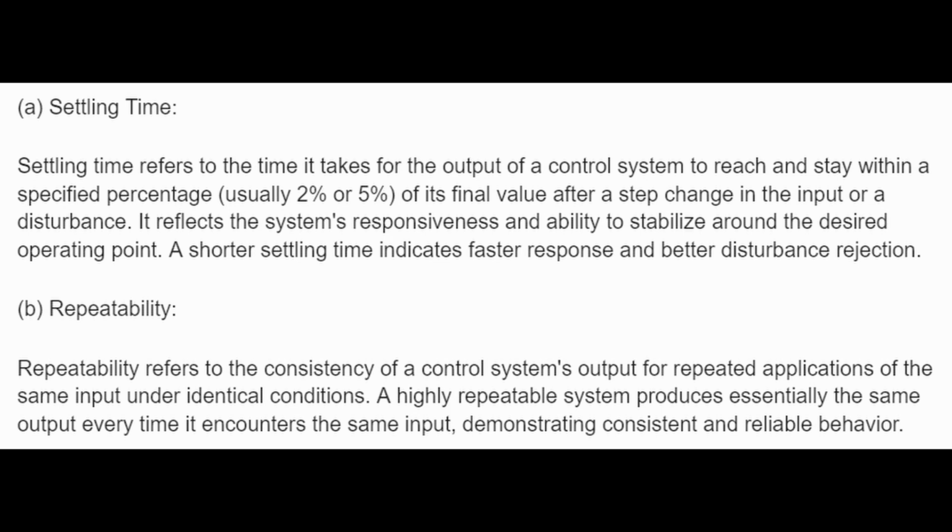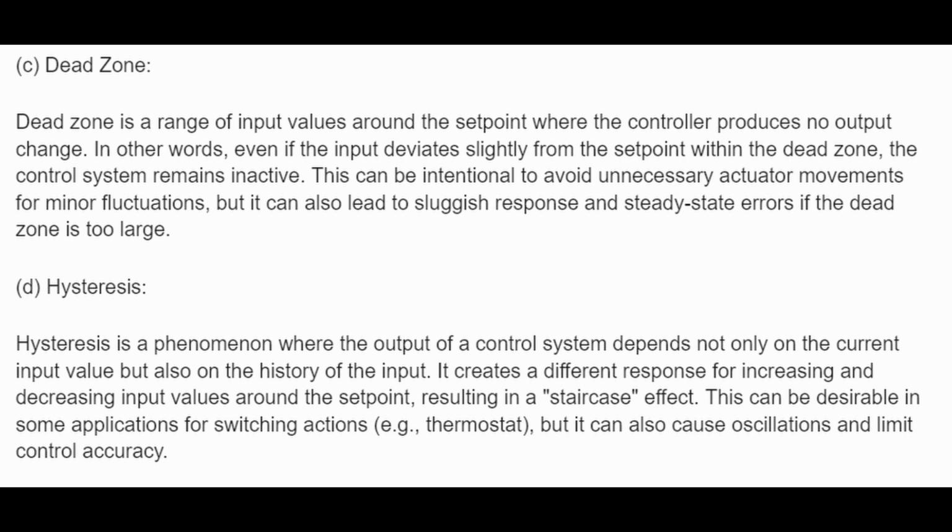B. Repeatability. Repeatability refers to the consistency of a control system's output for repeated applications of the same input under identical conditions. A highly repeatable system produces essentially the same output every time it encounters the same input, demonstrating consistent and reliable behavior. C. Dead zone.